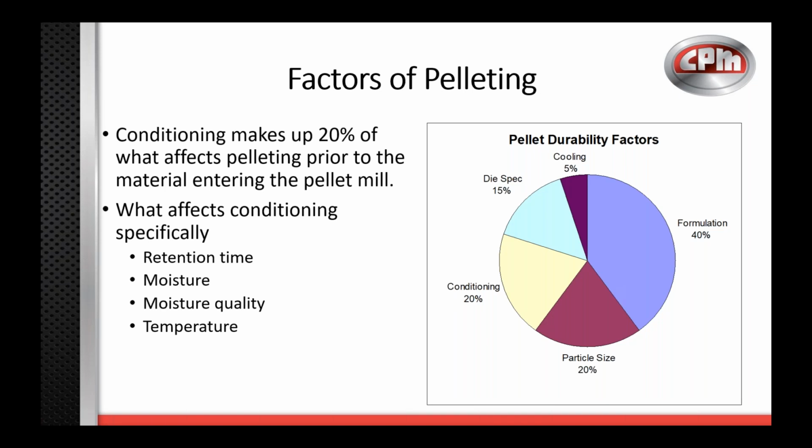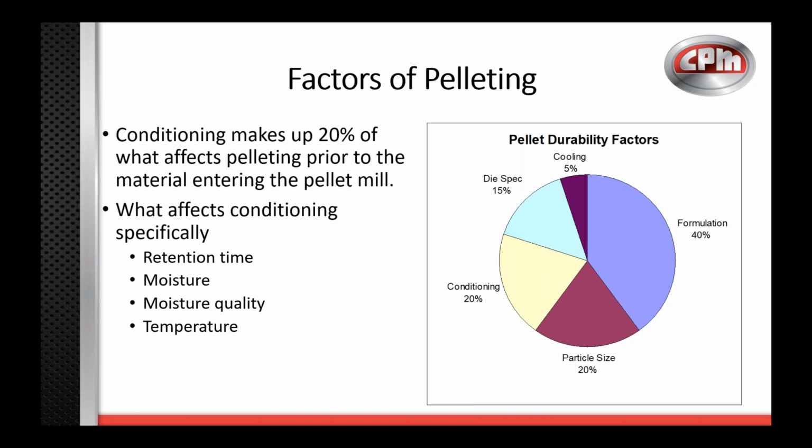Now, I've always liked this diagram here on the right. It kind of shows all the factors that go into what makes a pellet from start to finish. And if the die spec is where our pellet mill is, we can see that 80% of the factors that make up a pellet happen before it even reaches the pellet mill, with 20% of that being conditioning. So it's very important. It's something that we have to consider pretty much all the time.